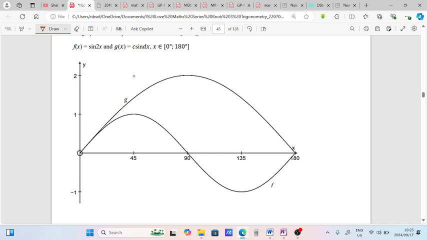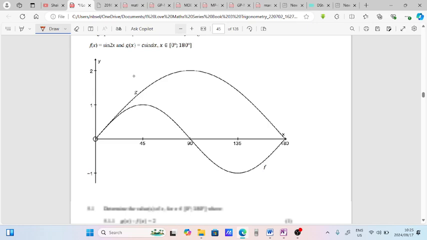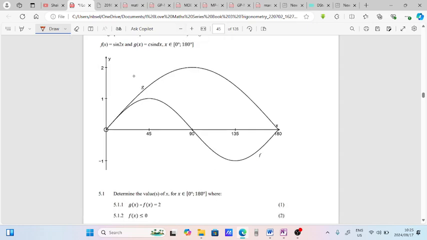Right, here's another graph. Now it's you, write me the values here. Look at the graph of f, sine 2x, and the graph of g, which is c multiplied by sine of dx, on the interval 0 to 180 degrees. The first one: determine the value of x, for x an element of 0, where g of x minus f of x equals 2.